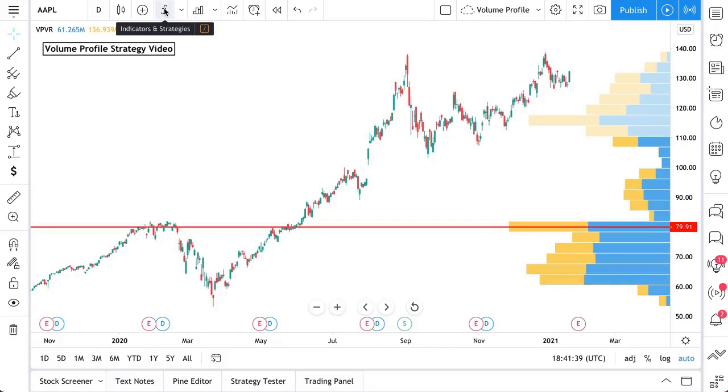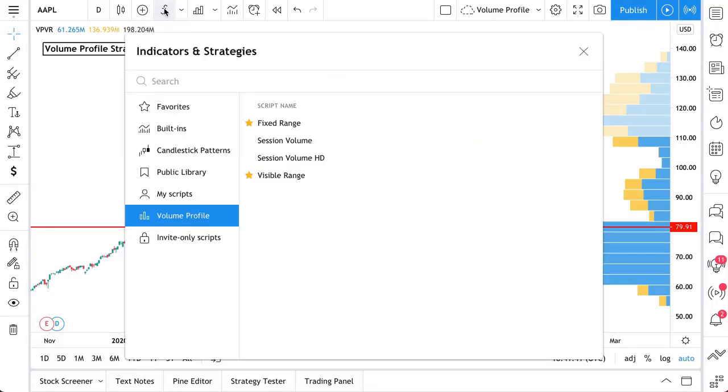This is our indicators and strategies menu. We click it, we open up the menu, we go to volume profile and click. And then, of course, we have the volume profiles right here that we want to select. Right now, we already have visible range on the chart. So why don't we also add a fixed range?